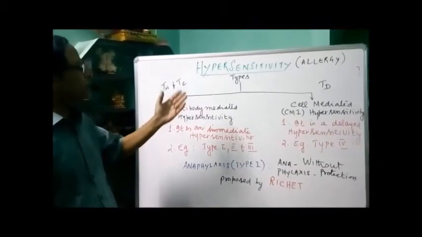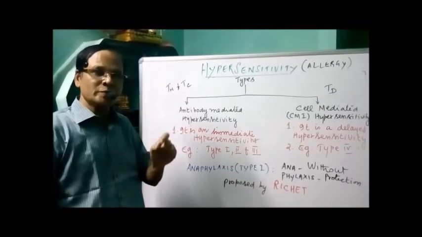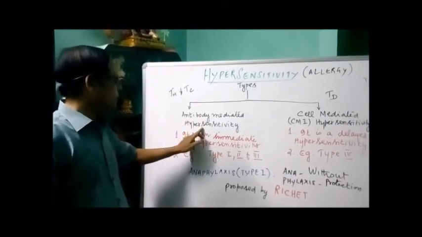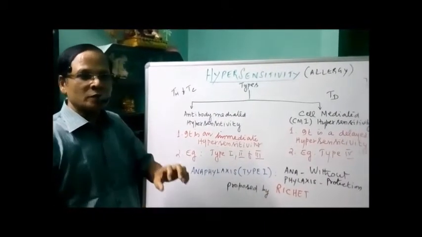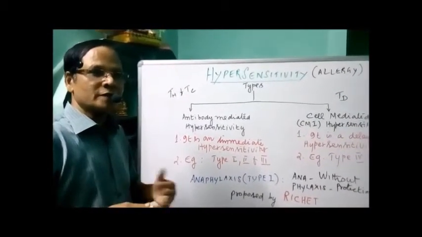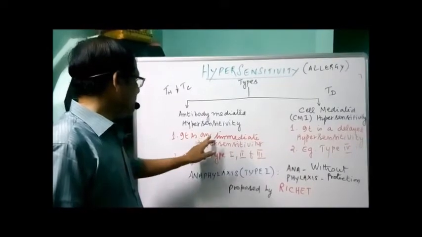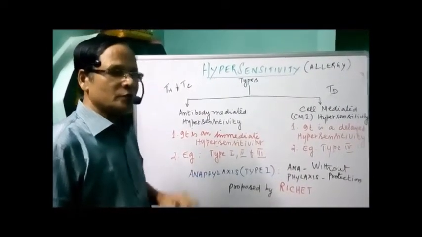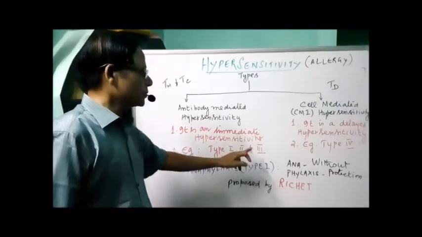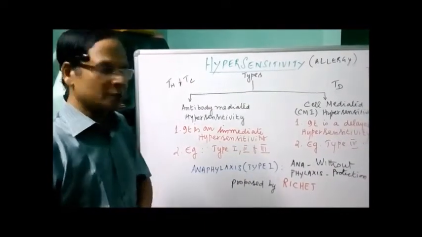What are the types of hypersensitivity? There are 2 types of hypersensitivity, based on the components involved and based on the rate of reaction. 1. Antibody-mediated hypersensitivity. Here the antibodies are taking part. The reactions take place within a short period of time, within a fraction of seconds. So the reactions are occurring immediately. So it is an immediate hypersensitivity. Within a few seconds the reactions occur in the body, which includes type 1, type 2, type 3 hypersensitivity.